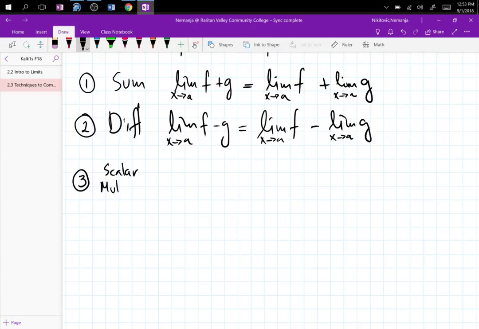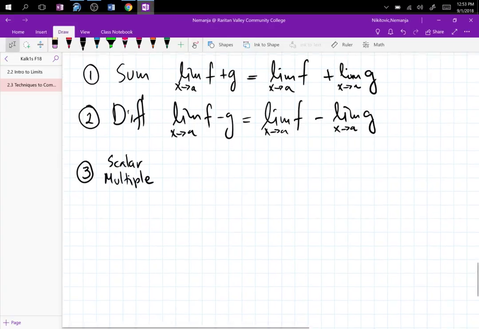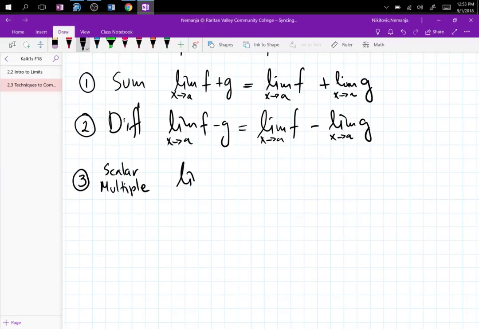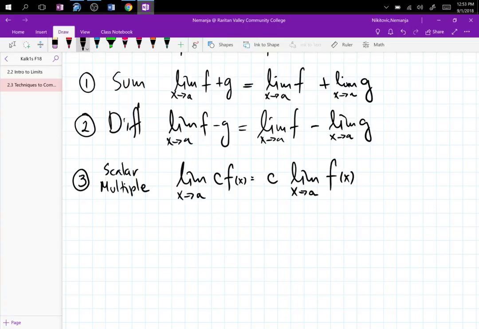Three, scalar multiple. This is a limit of c times some function f of x. These are all f of x, g of x, I'm just lazy to write all of that. So c is a constant. You can kick it out in front of the limit and just focus on solving the limit of the function, and then whatever you get from that calculation, multiply by c. So constants can be kicked outside.